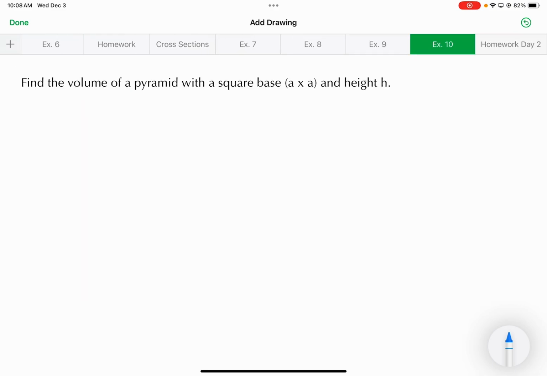Okay. Oh, man, I don't even know if I have time to do an example. We're going to do it. All right, here we go. Find the volume of a pyramid with a square base a by a and a height of h.